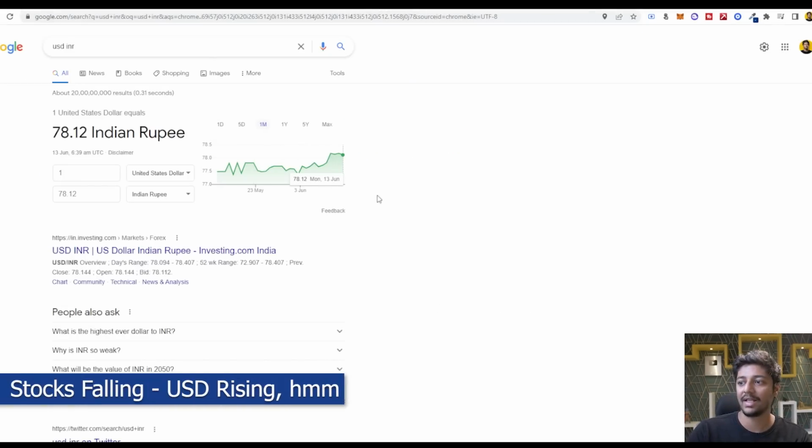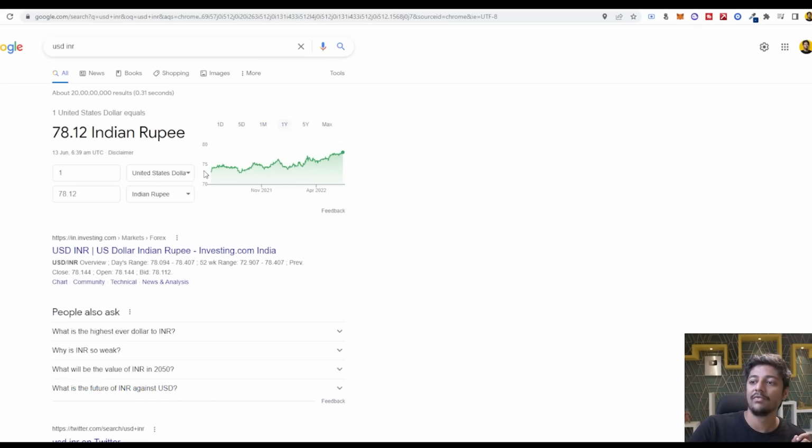Look at the USD INR rate, it is at 78.12, and if you look at the last 1 year, we were at 73 and now it is at 78. So the dollar is constantly going up and the rupee and the yen and all the other currencies in the world are going down. Now all this is created also because of this artificial bubble or artificial hype, and this always happens. The same thing happened before as well, the same thing happens now as well.